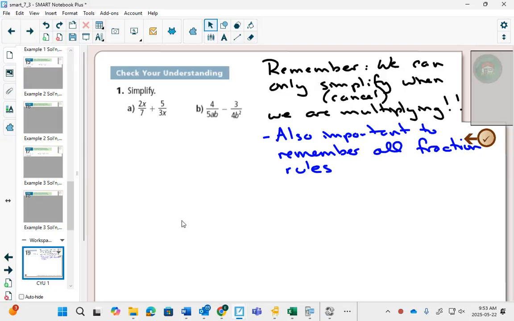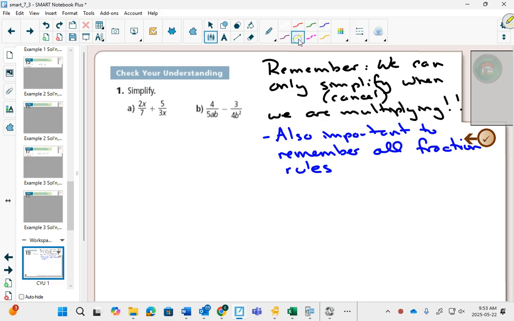So I copied and pasted this from the notes we had before because it still comes into play. We have to remember we can only simplify, aka cancel, when we're multiplying. Because there's going to be the temptation to be like, oh, can I cancel these x's? Absolutely not. In this situation, because we're not multiplying in between, we're adding.